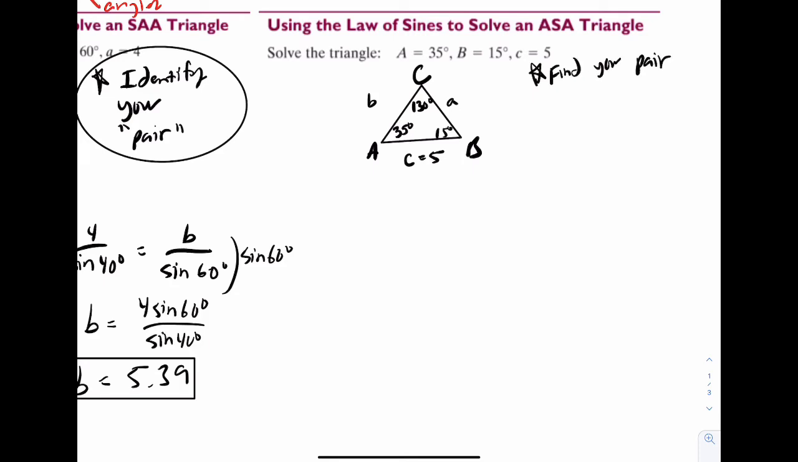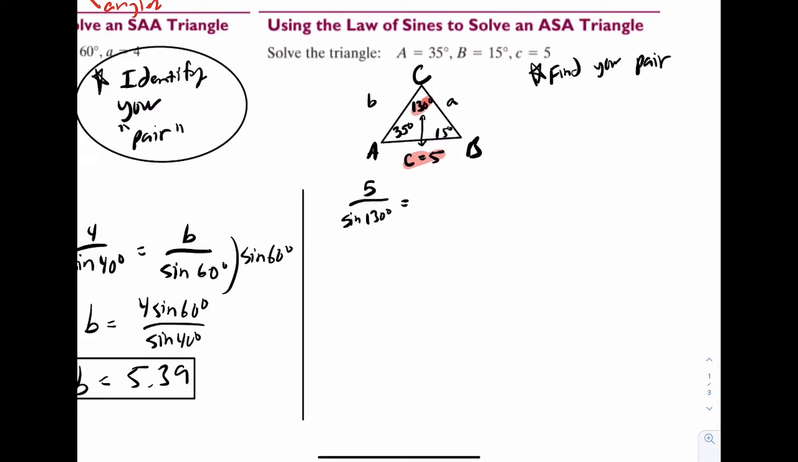Hopefully you can already tell the pair is going to be right here, your 30 and your 5. So you can just highlight that right there. That's always where you're going to start. So I'll put a divider for you. Write your pair, 5 over sine 130.